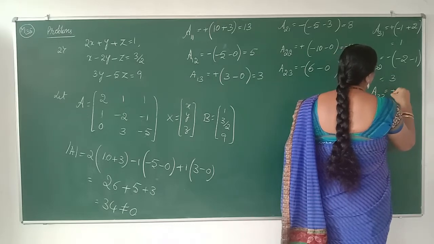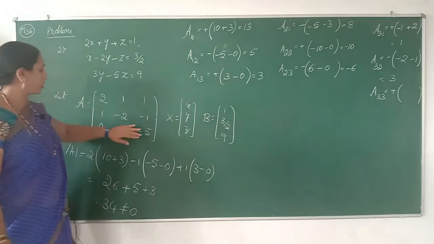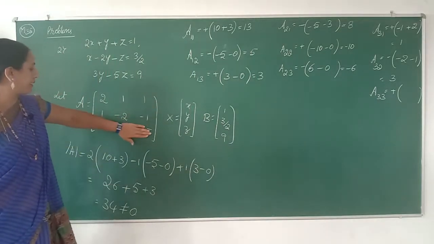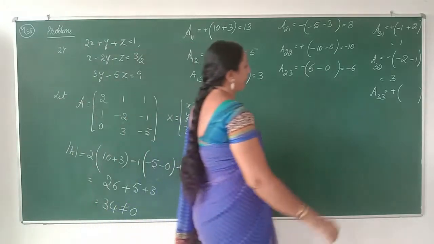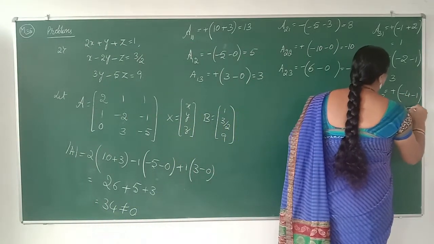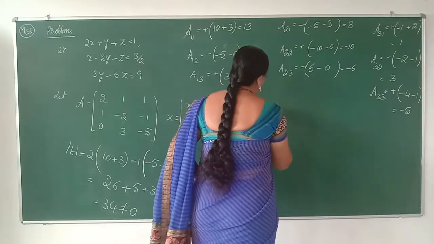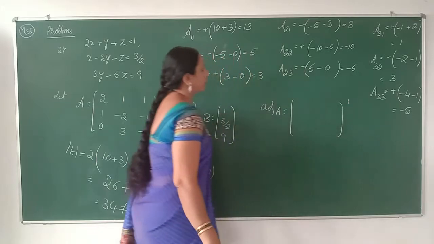Then the last element is A33. It's the element of third row, third column, and these get neglected. Remaining get cross multiplied, minus 4, minus 1. So minus 4 minus 1 is minus 5. Therefore, adjoint of A is nothing but the transpose of the cofactor.